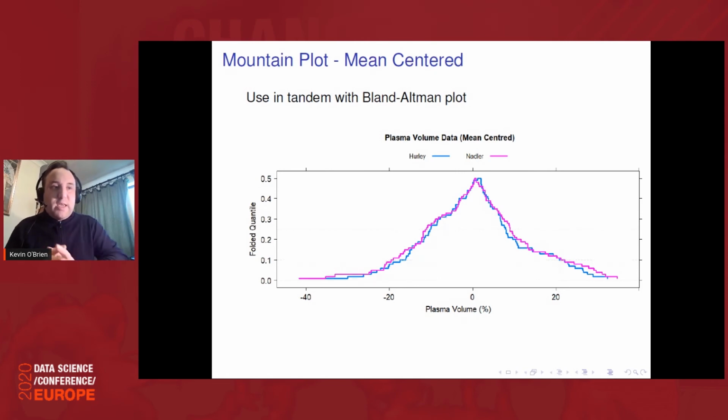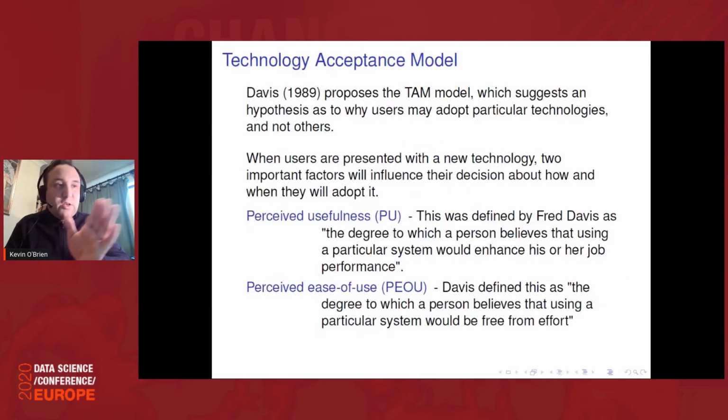Now, I say it's mean-centered here because I've taken out the inter-method bias that was in this example as well. So I just mean-centered it to take that out, just to make the point that this is actually quite a good approach. Now, I'm going to skip past this, actually. I'm realizing I have to keep up for time.